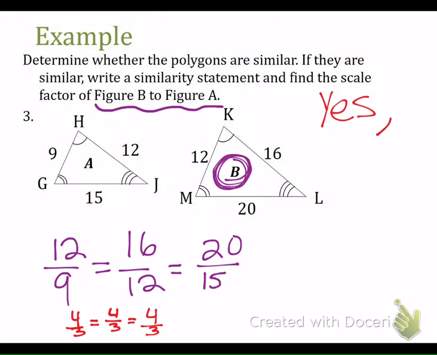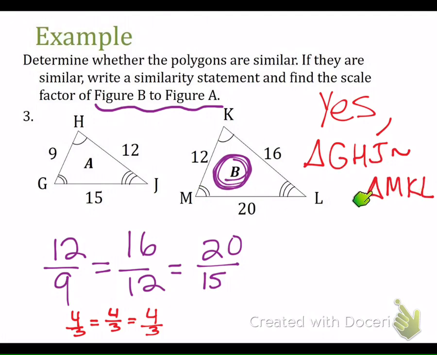I need to write a similarity statement. Okay? So triangle what? GHJ. GHJ is similar, so squiggle, MKL. Triangle MKL. Just like last chapter, order matters. See how G and M are congruent? They go in the front. See how H and K are congruent? They go in the middle. J and L, they go in the end.